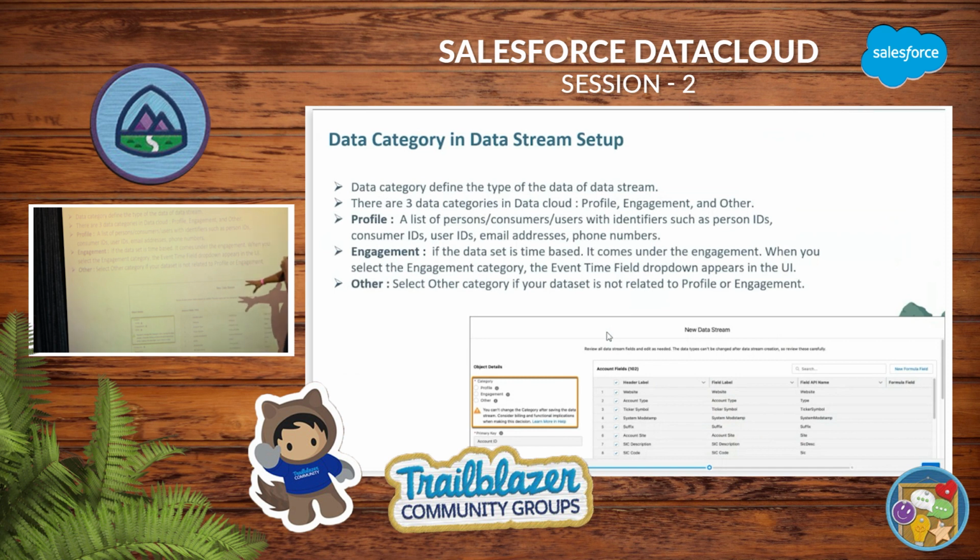So when we ingest the data, I need to select the formation of this object, whether it's profile, engagement, or other. Other means I have some rough data, and currently I am not deciding whether this data comes under engagement or profile, so I can select other. Basically we are capturing the data in my data cloud layer.